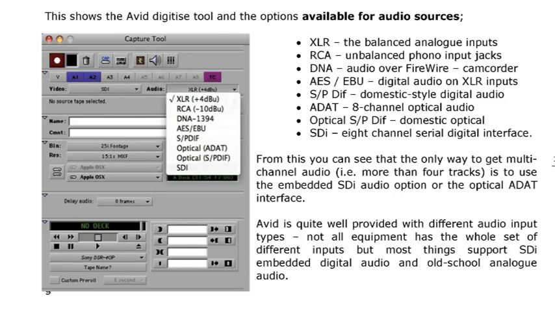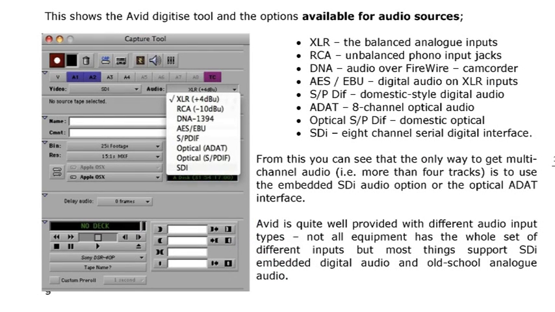The next one down, SPDIF, is a domestic digital standard, which you may well find on the back of your home theatre amp at home. That's probably got SPDIF on it. And there's a couple of optical standards, ADAT and optical SPDIF, and these are all variations on a theme, and they're the kind of things you might find on the back of prosumer music multi-track recorders, that kind of thing.